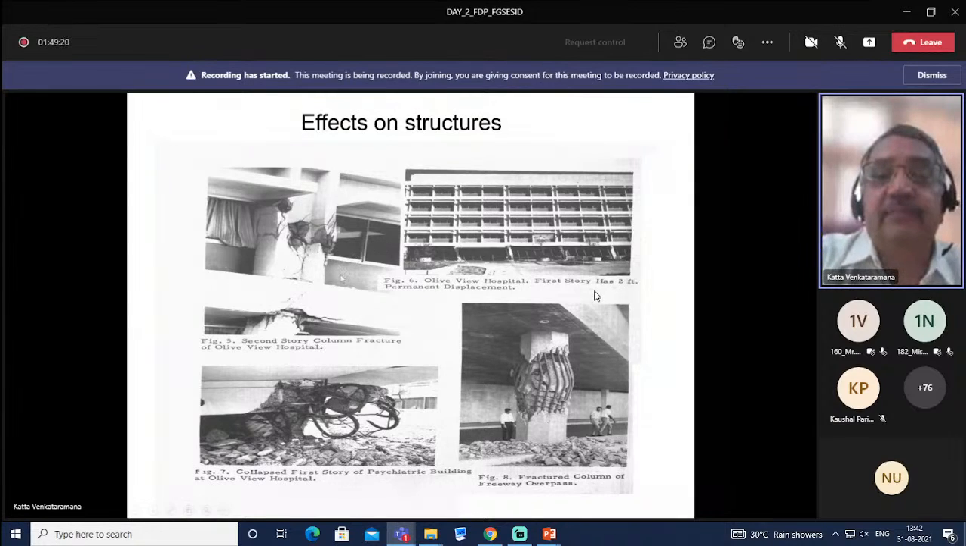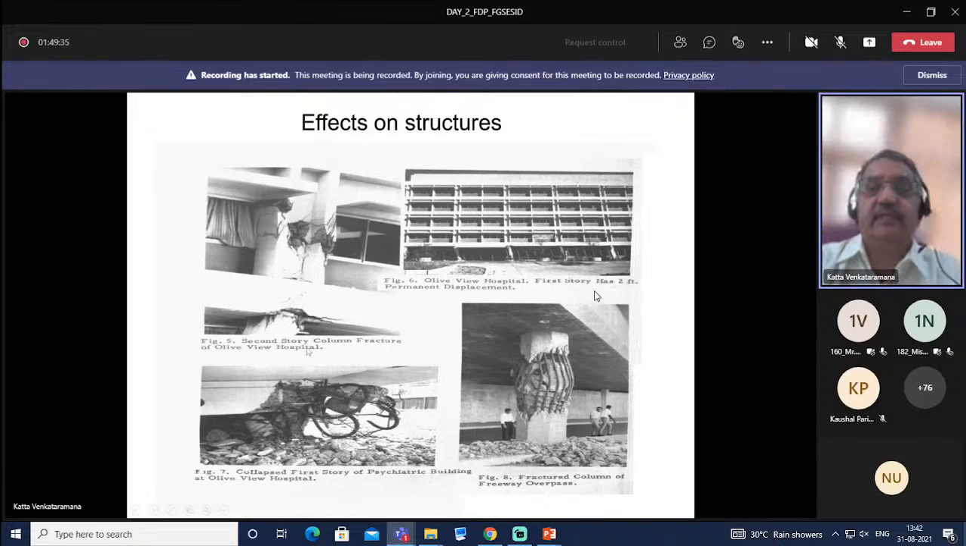Failure of structures. You can see damage to the columns, shear failure. Second story column fracture of Olive View Hospital. This is Olive View Hospital, which got damaged during this earthquake. Collapse of the first story of the psychiatric building at this hospital. Fractured column. This is a fractured column of the Seaway underpass.